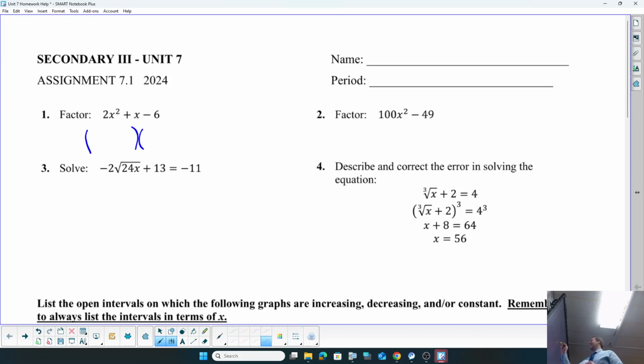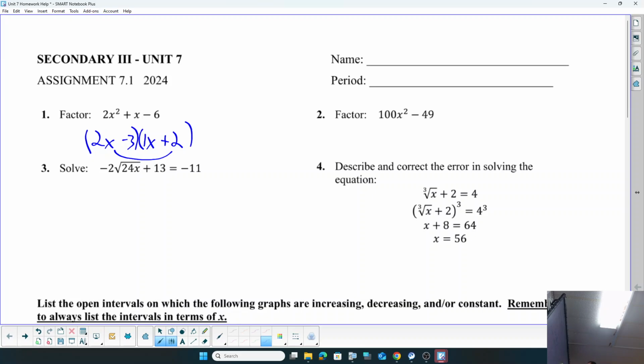Factors of 2 are 2 and 1. But what are factors of 6? Maybe 2 times 3? Yeah. And so we want a positive 2 times 2 is 4, and then minus 3. Nice. Ooh, what about this kind of factoring?